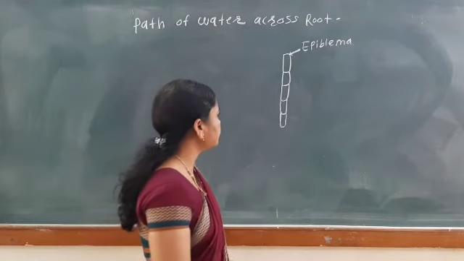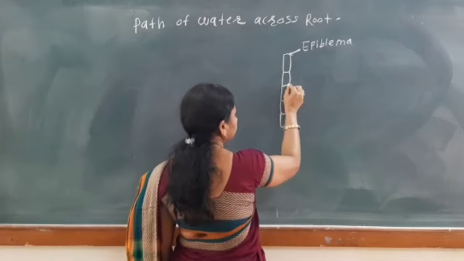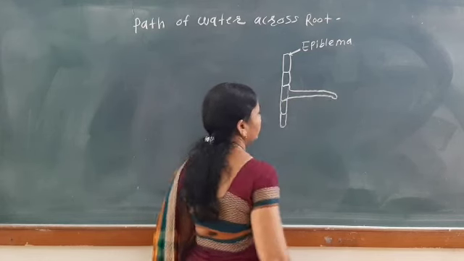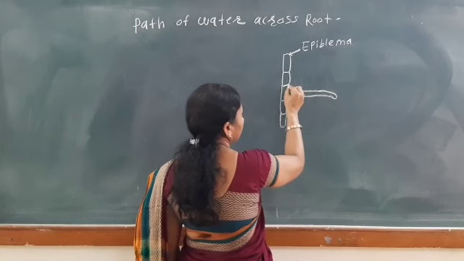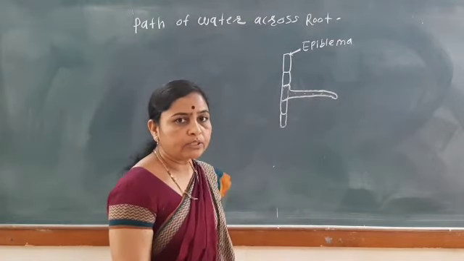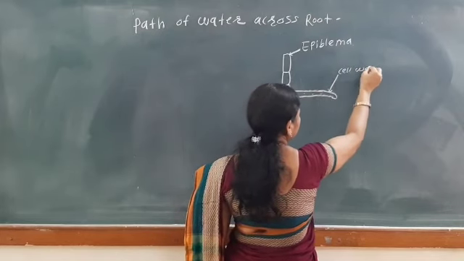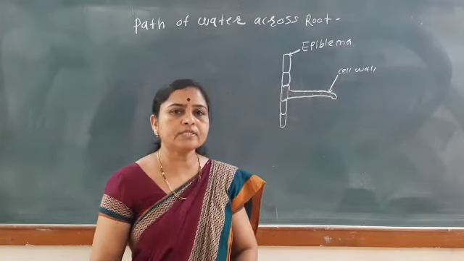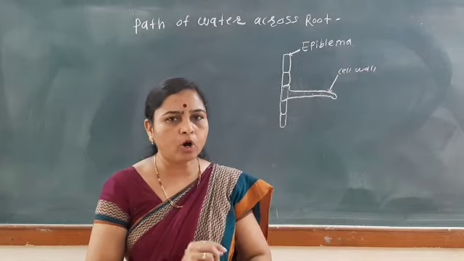We have already seen the structure of the root hair. The epiblema cell protrudes and produces the root hair, and water is mainly absorbed through this root hair. The root hair has a cell wall outside the cell membrane. The cell wall is made up of pectin and cellulose. Pectin and cellulose are hydrophilic substances, or hydrophilic colloids, which adsorb or imbibe water.